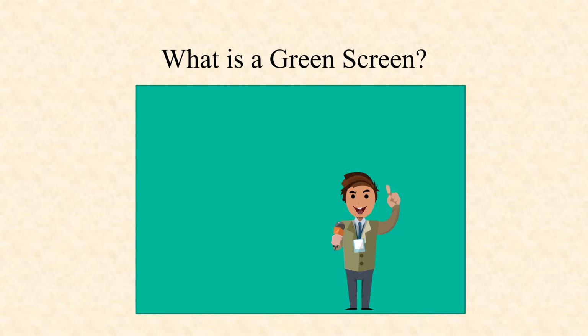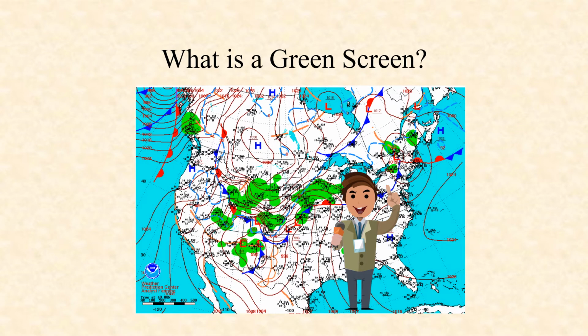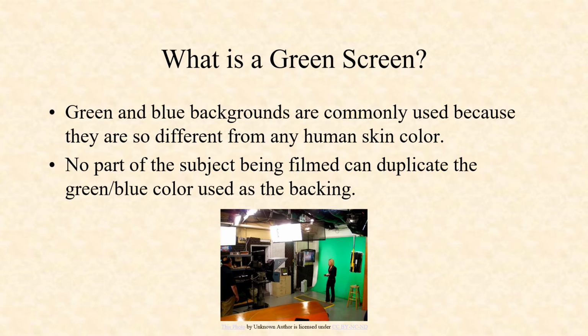Now, in reality, the person is standing in front of a plain green screen, and that background video feed is then replaced with this other image. If you're wondering why the green screen, well, typically green and blue are commonly used because they're so different from any human skin tones.